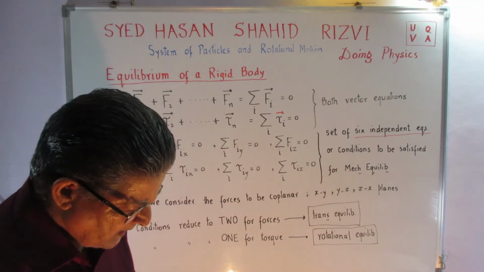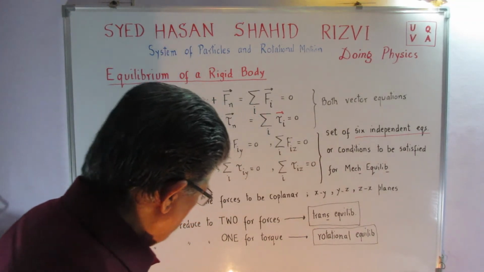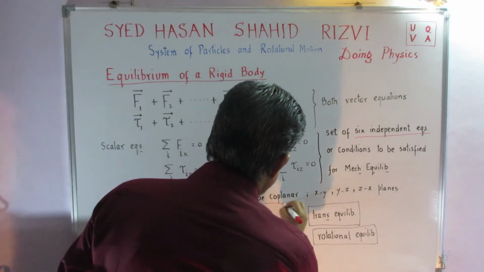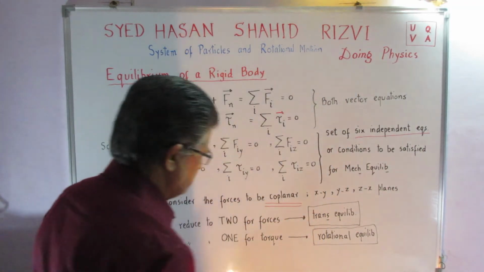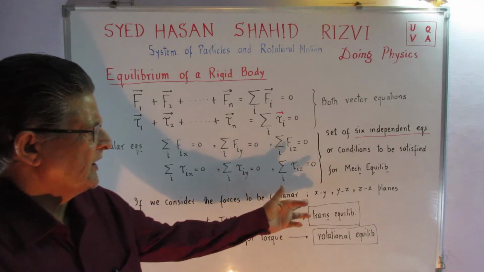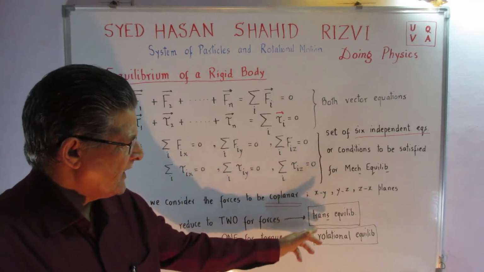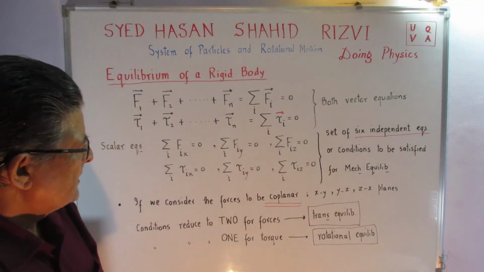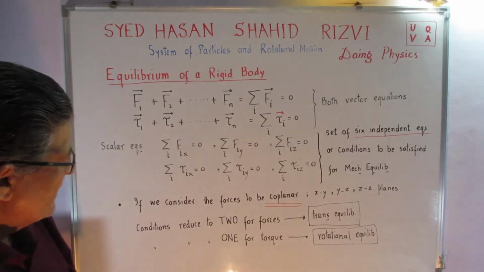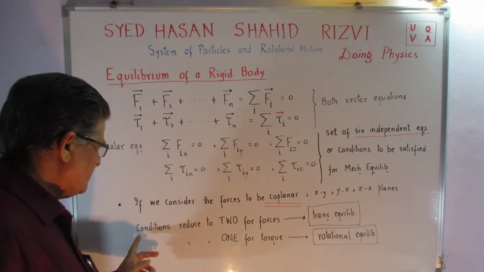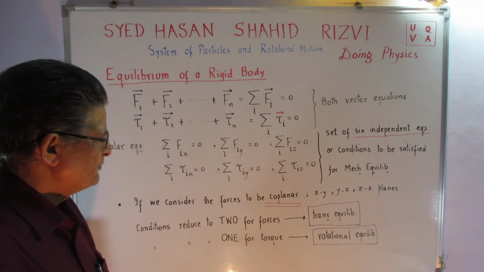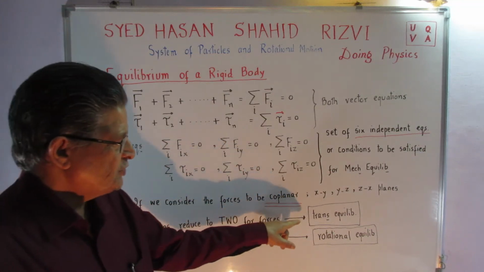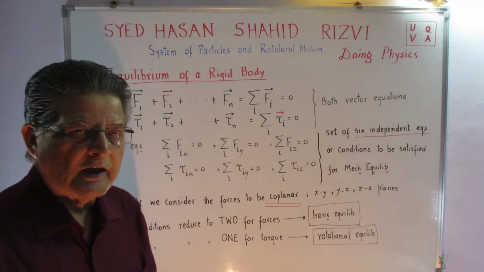But normally, suppose the forces are coplanar, that is, they are in the same plane. For example, they can be in the xy plane, in the yz plane, in the zx plane, or any other plane, whatever. Then in that case the conditions reduce to two equations for forces, which is instrumental in understanding the translational equilibrium.